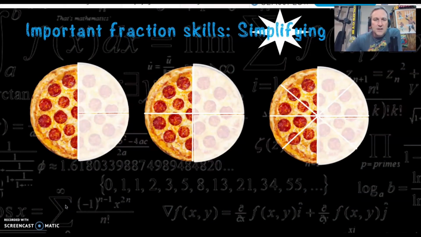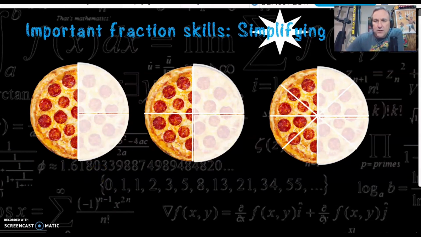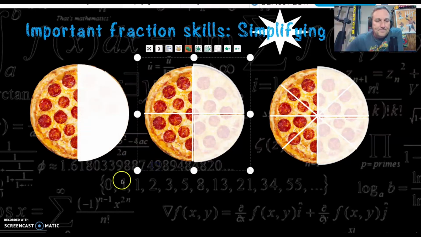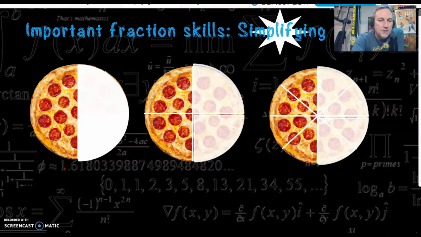In this particular episode, we are going to be focusing on simplifying fractions. What does simplifying fractions really mean? Well, it's pretty simple. We are going to be taking fractions and breaking them down into their simplest form. Right now I basically have it broken down into this side and this side. The white stuff would be the pizza that's absent. That would be half a pizza.